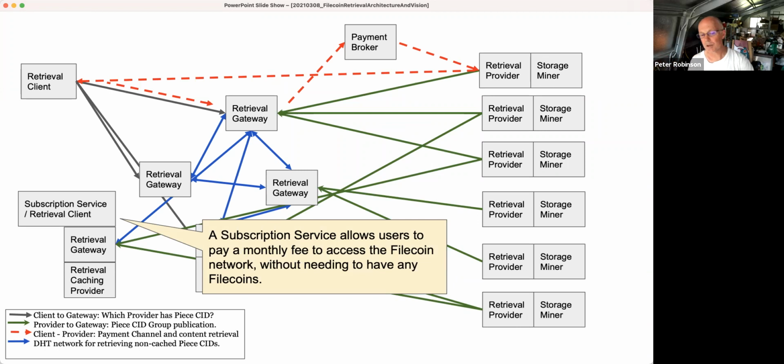And another thing with subscription, you could imagine a wealthy individual might decide that, well, look, if the content that you're after is, I don't know, the web archive, I'm going to provide that for free. And so anyone who wants to look at the web archive, it's stored on Filecoin, and I'm going to provide free access to everyone.